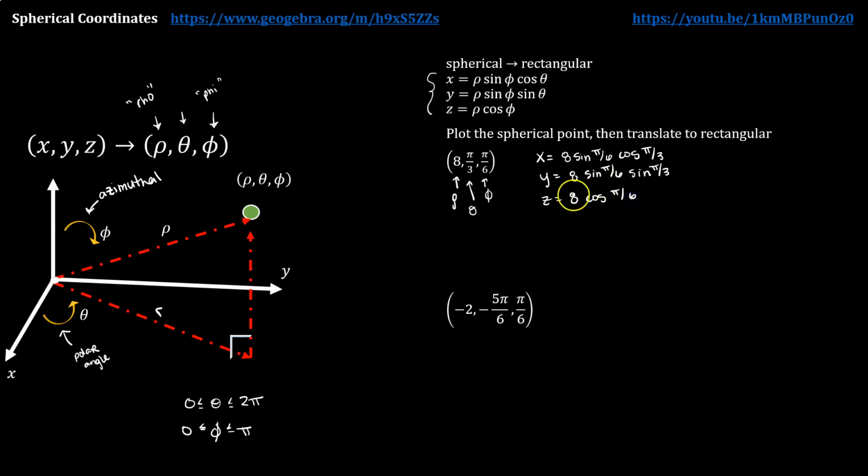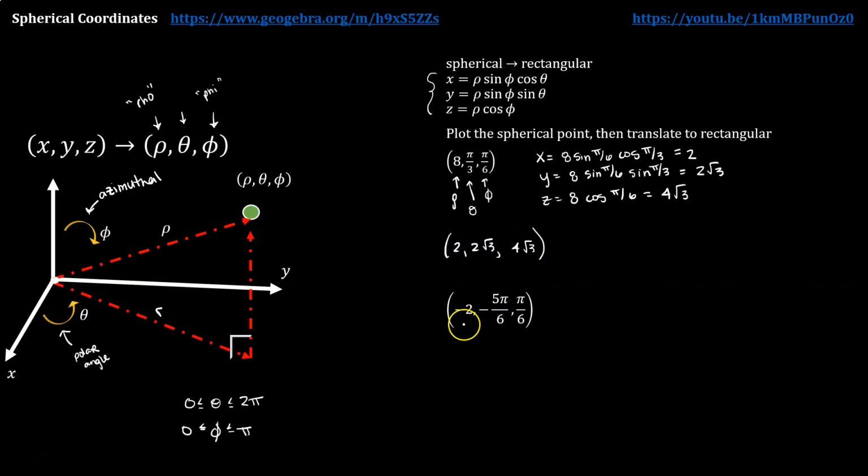And we can type each one of those into our calculator to find what they're equal to. So with my calculator, I found x is equal to 2, y is equal to 2 root 3, z is equal to 4 root 3. So the point that in spherical was 8, pi over 3, pi over 6 becomes 2, 2 root 3, 4 root 3.